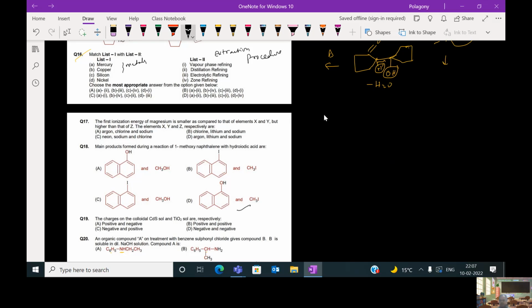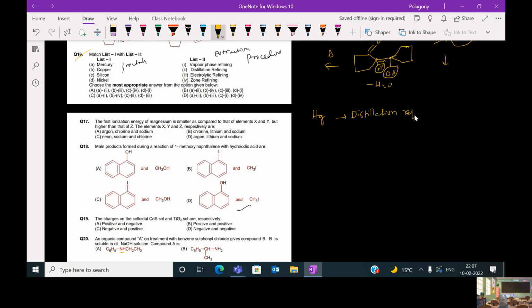So, mercury. Since mercury has a low boiling point and melting point, we can use the distillation process.